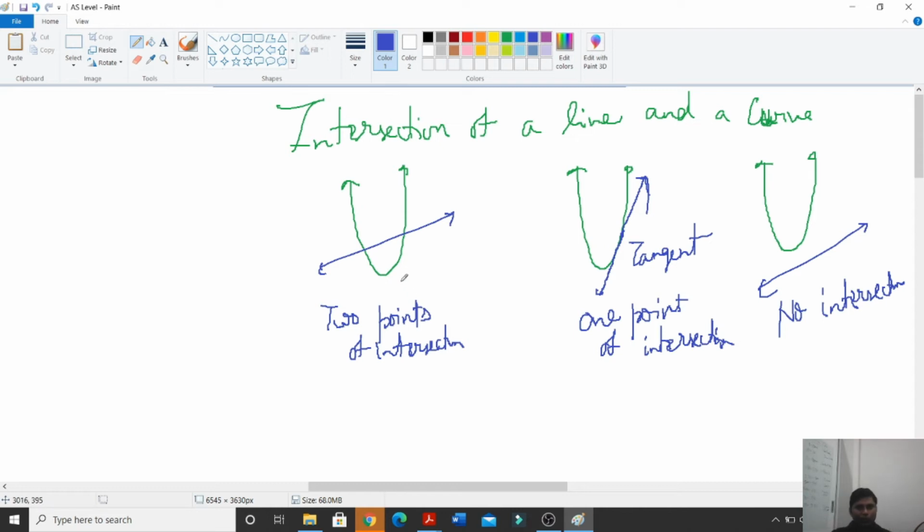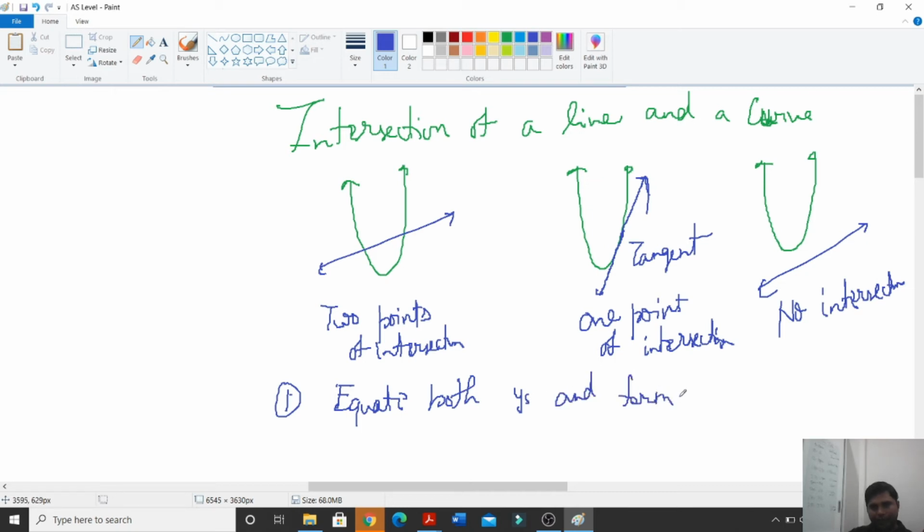So what we will do in these kinds of questions, when a quadratic curve and a line are intersecting, that is given to you. First step we'll do, equate both y's and form a quadratic equation in x. And write the equation in standard form.